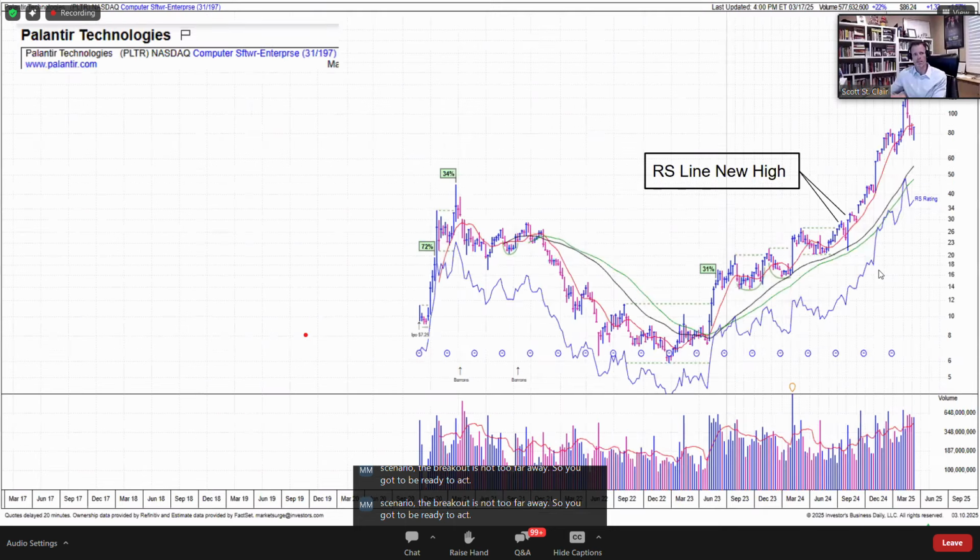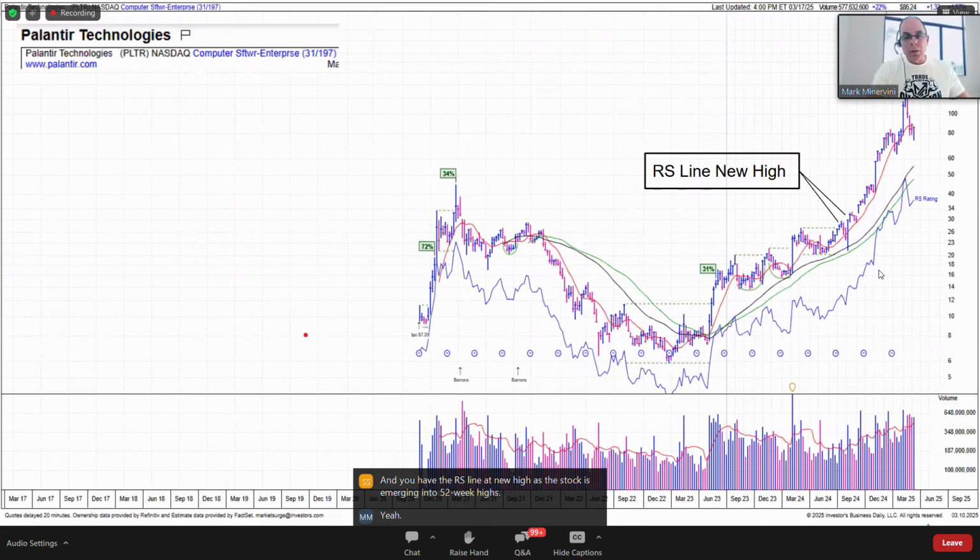Last but not least in this category, Palantir. The RS line has hit new highs a handful of times, but I just wanted to highlight a couple where the stock had a really nasty shakeout on the daily, but look at that weekly bar. And you have the RS line at a new high as the stock is emerging into 52-week highs. And these are all in Stage 2 uptrends, would all meet the criteria. You would not miss them on either of those screens.